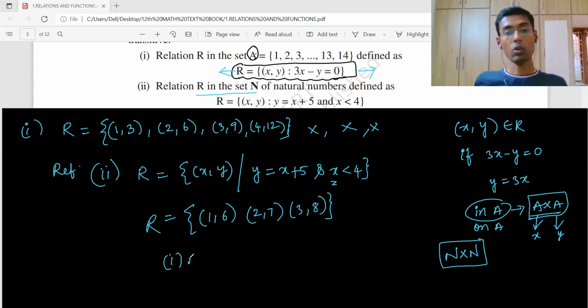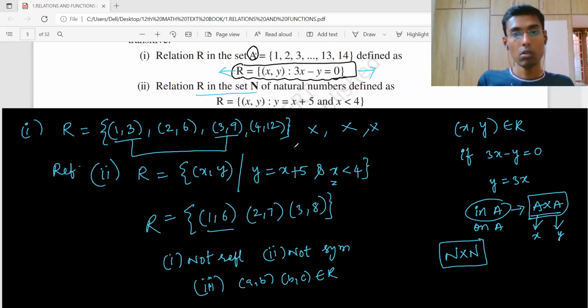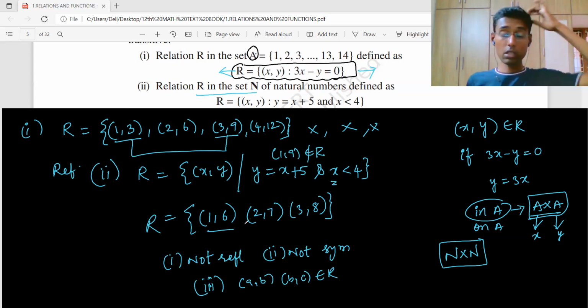This is not reflexive. It is not symmetric, because (1, 6) is there but (6, 1) is not there. Whether it is transitive or not: if (a, b) and (b, c) are there, then (a, c) must be there. That's the condition. Here, (1, 6) is there, but nothing starts with 6.